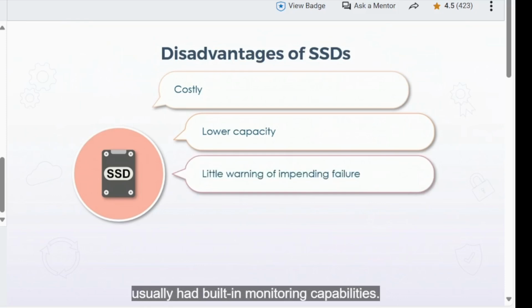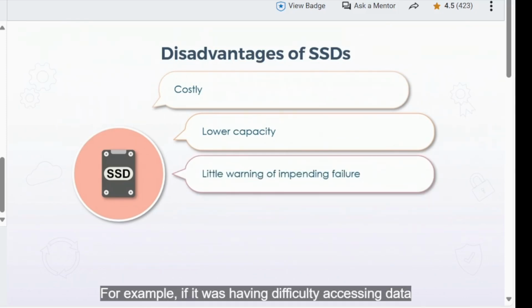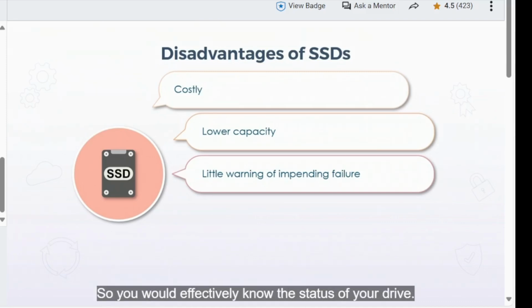Traditional hard drives, however, usually had built-in monitoring capabilities. For example, if it was having difficulty accessing data in a particular area of the disk, it would actually report that and mark that section as unavailable for future use, so you would effectively know the status of your drive. And that doesn't really happen with most solid-state drives, but that said, those bad sections of the disk usually arose due to the wear and tear associated with the moving parts of a hard drive, which again are simply not present in solid-state drives.